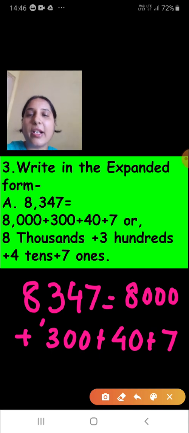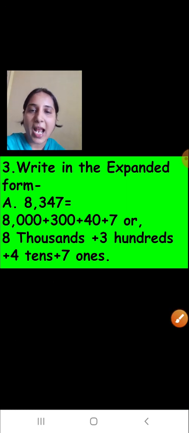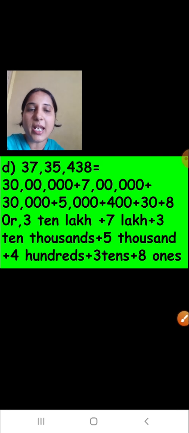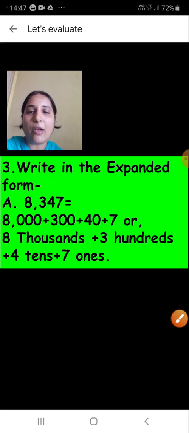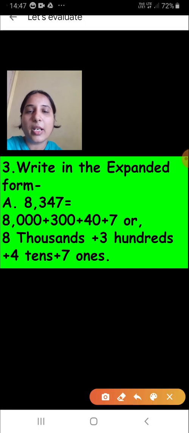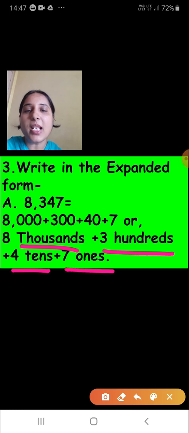So this is the expanded form for the number 8347. Or you can write it in words as well, as I have written here: 8,000s plus 300s plus 4 tens plus 7 ones.